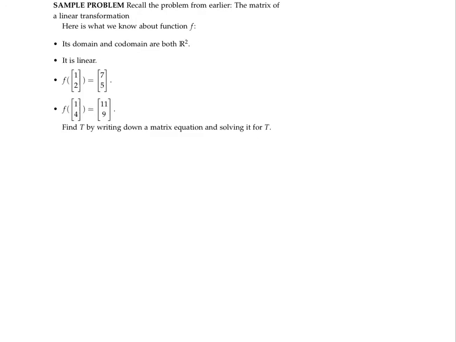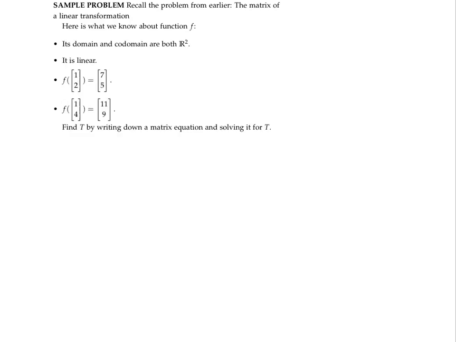Let's take a look at how matrix inverses can be so useful. This is the same problem as before. We have this matrix of a linear transformation. Here's what we know about the function. Its domain and codomain are R2, so we're dealing with a 2 by 2 matrix. It's a linear transformation. When it acts on (1, 2), it gives me (7, 5). When it acts on (1, 4), it gives me (11, 9).